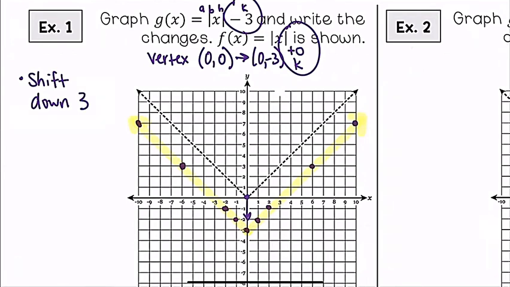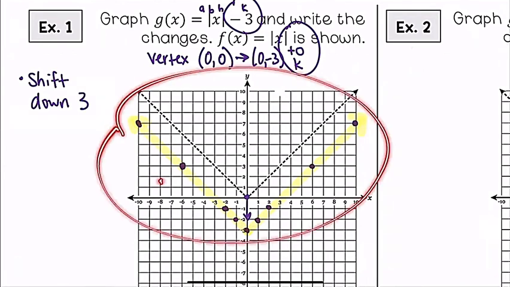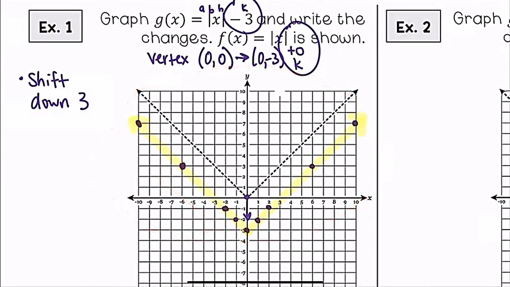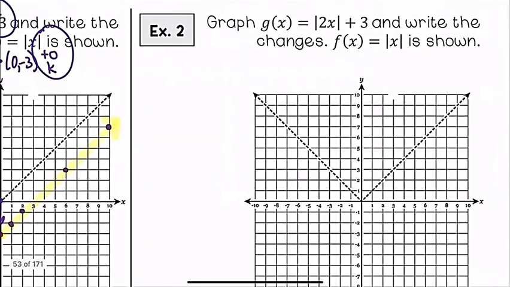And that's it. So what we're going to do is graph in the calculator, use the table to find the points and graph it on our paper. And then we're going to use the equation and the graph to identify what happened or what were the transformations that happened in the question. Let's try it again for this one.